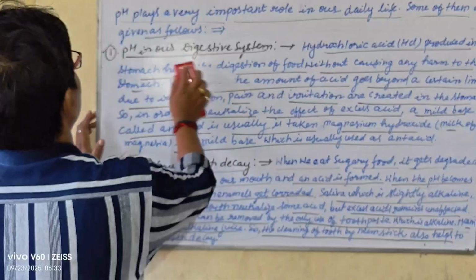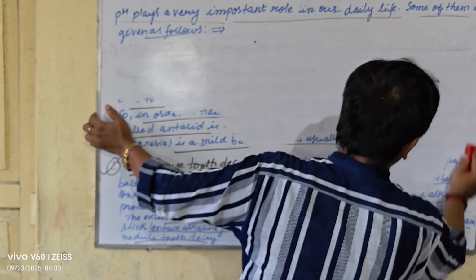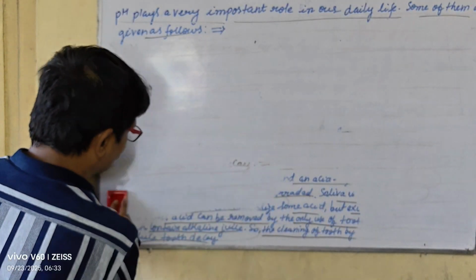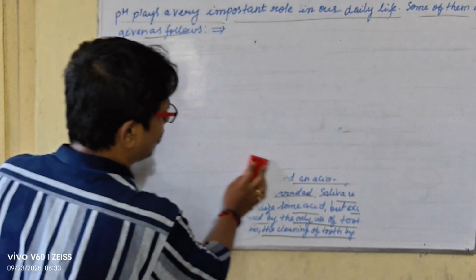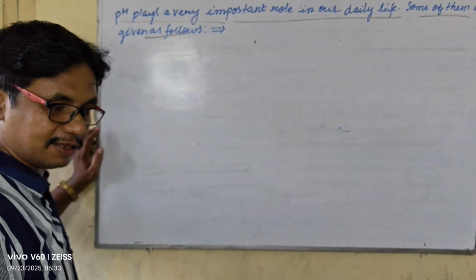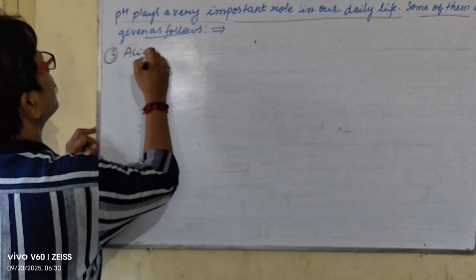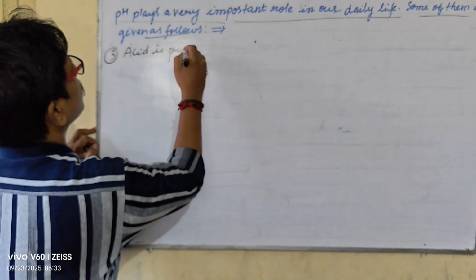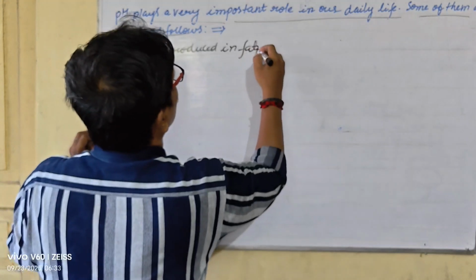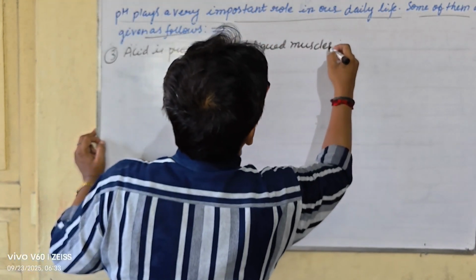Now point number three, use of pH in our everyday life: acid is produced in muscles.